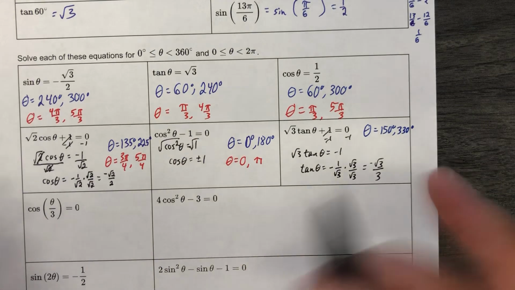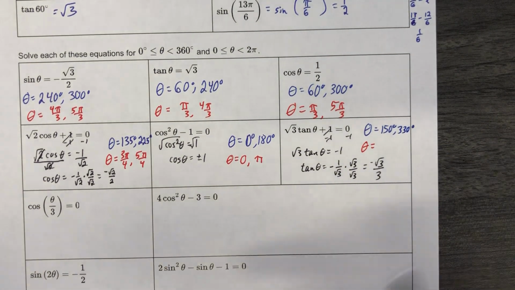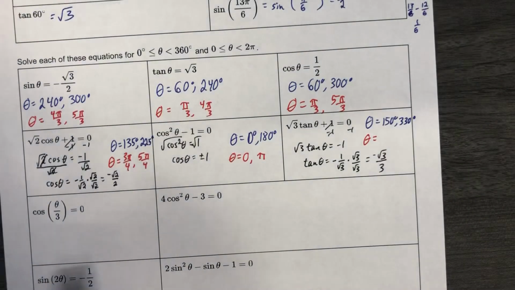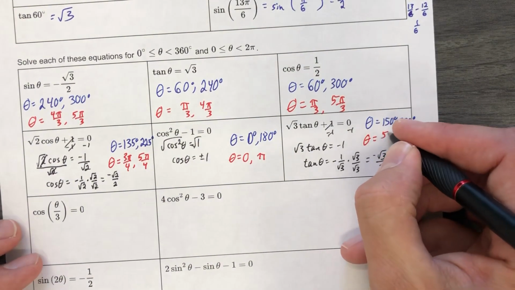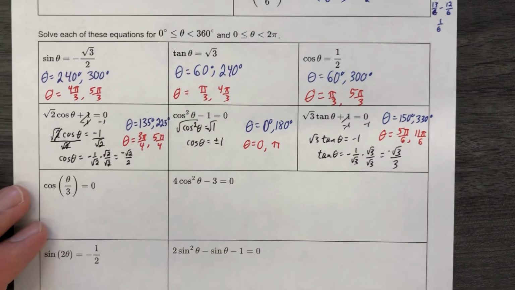All right. Here we go. Let's use the degrees and radians as well. 5 pi over 6, 11 pi over 6. There we go.